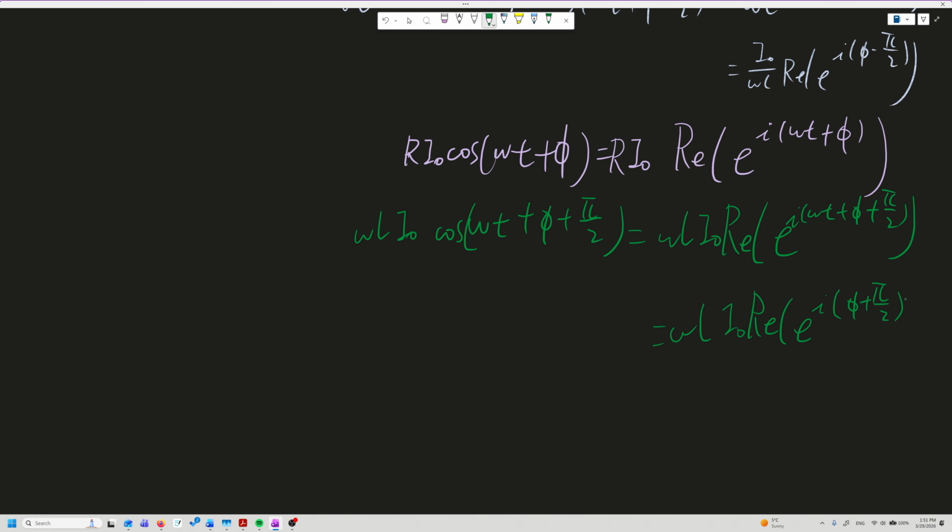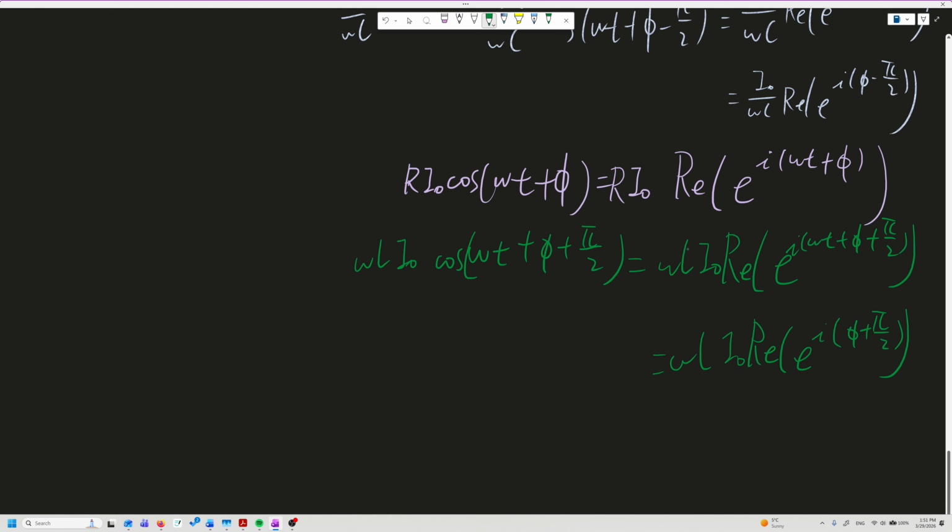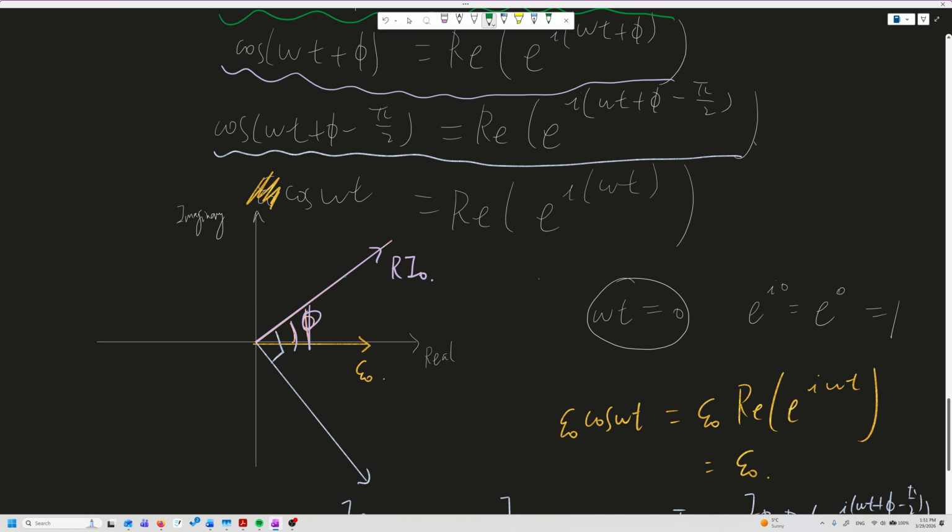And now it is plus. So what does plus mean? Plus means rotating anti-clockwise. And so then we just need to rotate this purple vector here by 90 degrees, and that's the angle we want. So let's try to draw it. And remember that the magnitude here is omega L I0. So let's just try it like that. And then that is 90 degrees, and its magnitude is omega L I0.